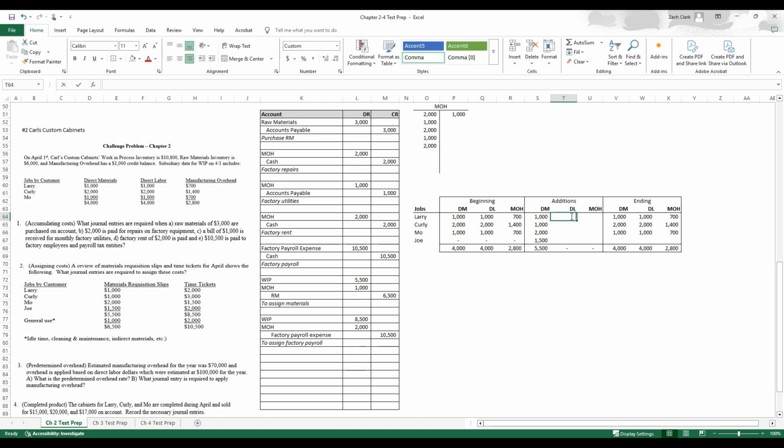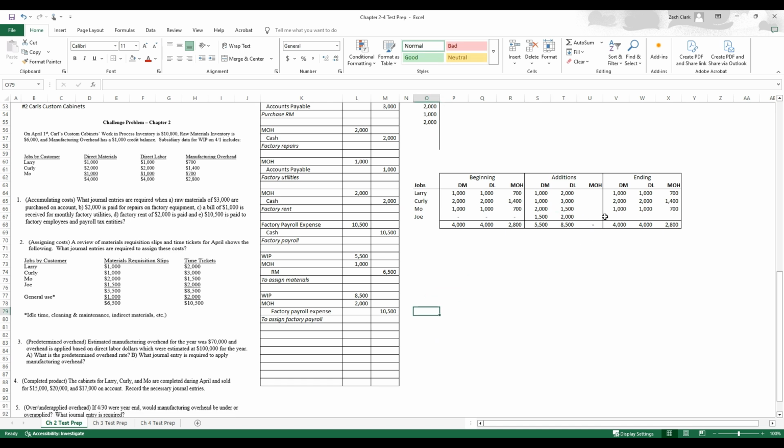Okay, now labor, we've got 2,000, 3,000 to Curly, 1,500 to Mo and 2,000 to Joe. That gets 8,500, and that matches here. And you can see the journal entries that reflect the same thing over here.